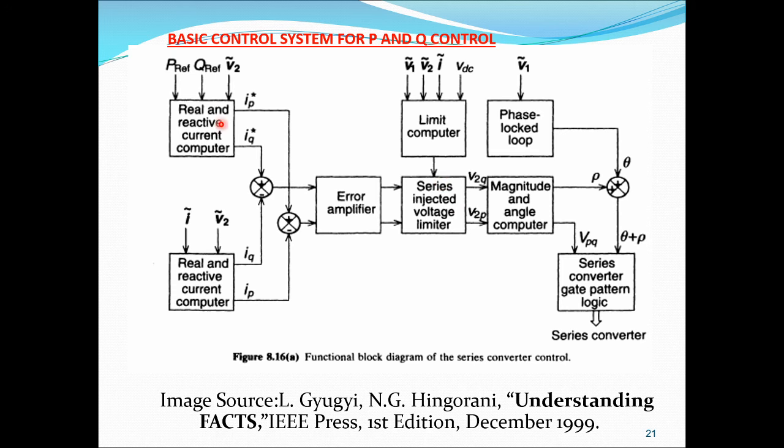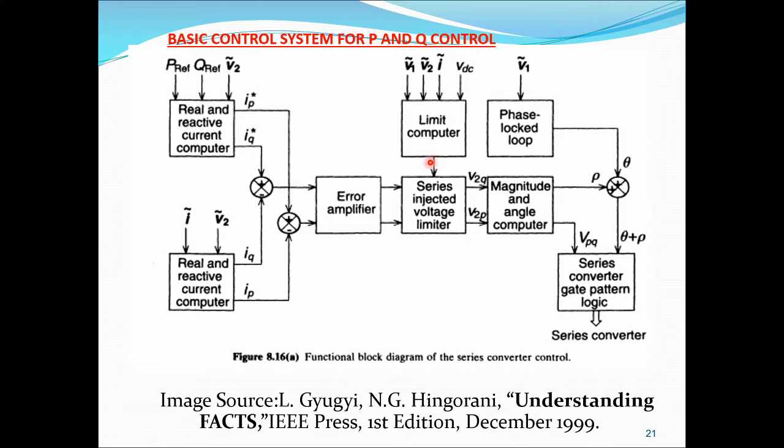We all know these are the reference values: P reference, Q reference, V2. From that, I would like to make the active current component and reactive current component. From the current I and V2, we get the IP and IQ actual values. Summation: from that, is the current enough or not? I would like to measure that here. If the error is okay, I go on. If not, I would like to amplify it here, then give it to the series injected voltage.